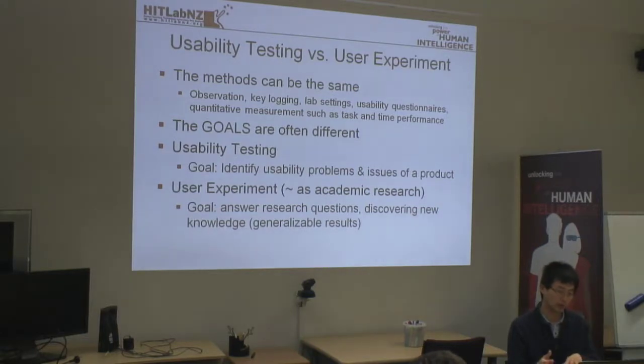Usability testing is to identify problems and fix them. A user experiment is to answer the research question, which is mainly, if you have a new idea of interacting with a computer, you are trying to prove your idea against the state-of-the-art, which is how we do it now, and to prove that your idea actually makes a difference.